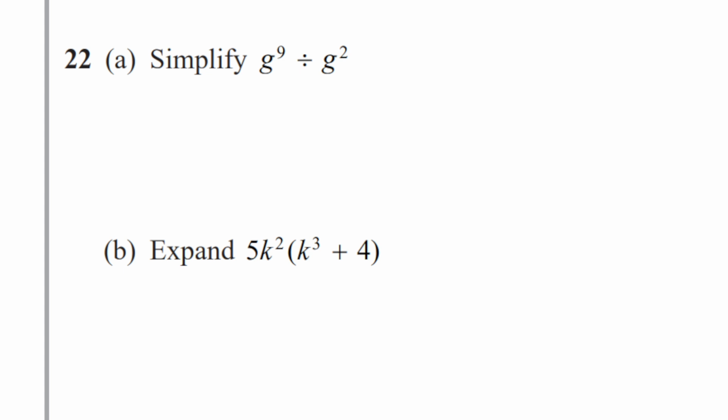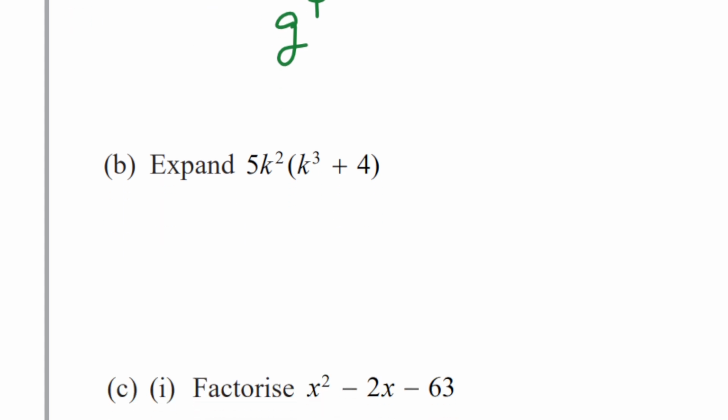So in indices, when you have the same base, which is g here, and you have different indices, which are 9 and 2, and there is a division, you just subtract the indices. So the answer should be g to the power of 9 minus 2, which is 7. It's g to the power of 7. Now let's look at the next part.